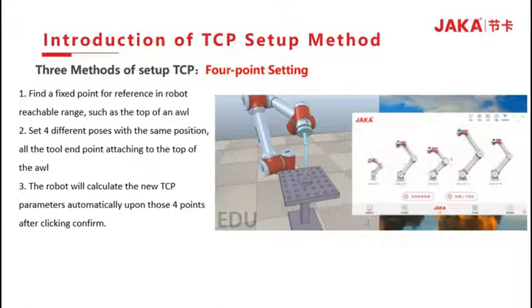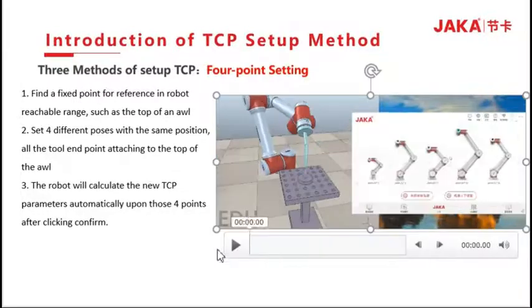The second method, the 4-point setting. Find a fixed position as a reference within the robot reachable range. Set those 4 points with different poses while the robot should aim at this reference point at all positions. After setup of those 4 points, click confirm. The software will calculate the TCP parameters automatically. Now let's watch the video.